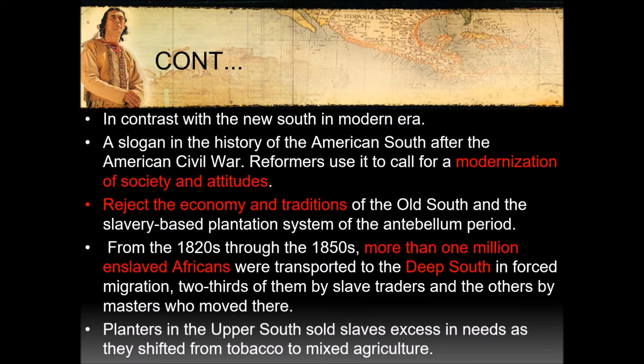Two thirds of them worked as slaves, while some of them became slave traders, and other masters moved there and bought the slaves. The planters in the Upper South sold their excess slaves as they shifted from tobacco to mixed agriculture. Many planters came to the South and changed their economy to mixed agriculture to make a lot of production, because they could get a lot of slaves in the South.